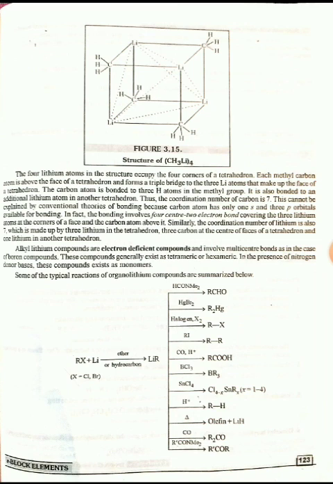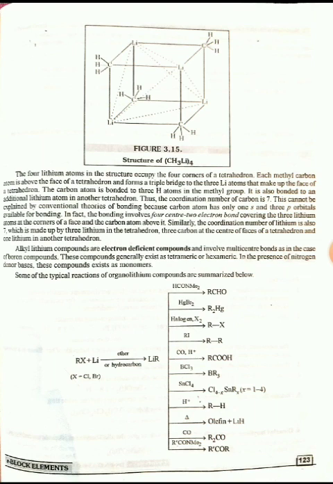The four lithium atoms in the structure occupy the four corners of a tetrahedron. Each methyl carbon atom is above the face of a tetrahedron and forms a triple bridge to the three lithium atoms that make up the face of the tetrahedron. The carbon atom is bonded to three hydrogen atoms in the methyl group. It is also bonded to an additional lithium atom in another tetrahedron. Thus, the coordination number of carbon is 7.